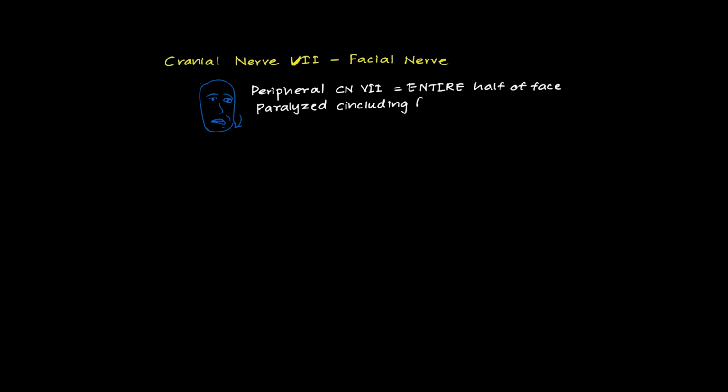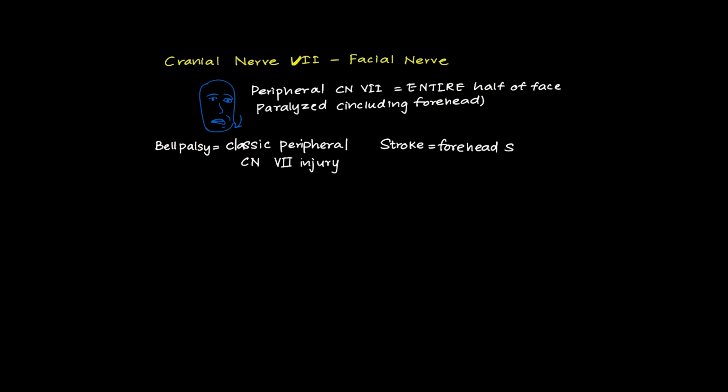When damaged peripherally, like in Bell palsy, the entire half of the face drops. That means both the upper face and lower face on the affected side are paralysed. This is a critical distinction from a central lesion like a stroke. In a stroke, the forehead is often spared because it receives bilateral innervation from both hemispheres. In a peripheral CN7 lesion, everything goes, forehead included.